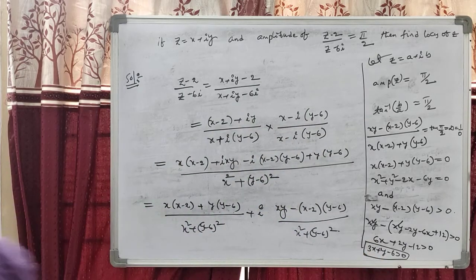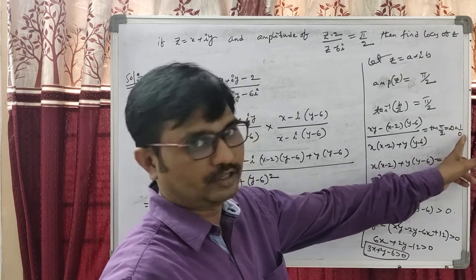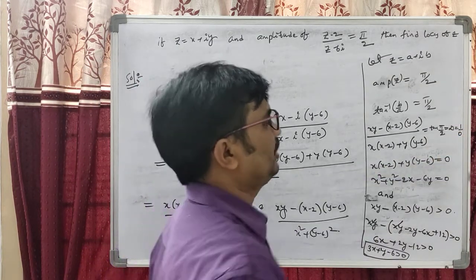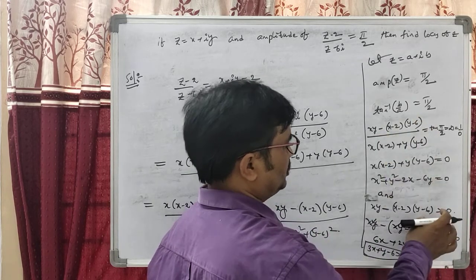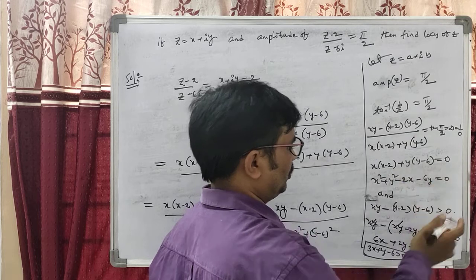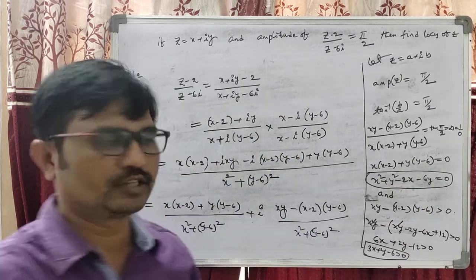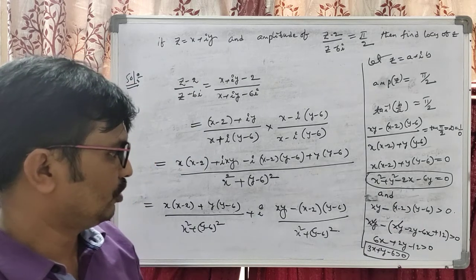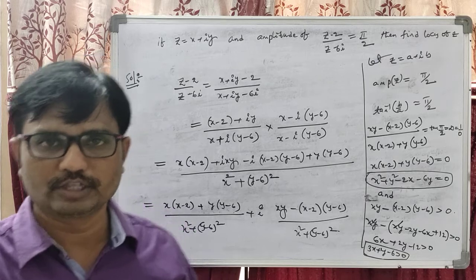3x plus y minus 6 must be, this can be written as 1 by 0, 2 by 0, 3 by 0. So this must be greater than 0, this is equal to 0. So students, this is the solution: x square plus y square minus 2x minus 6y is 0, and 3x plus y minus 6 greater than 0. Okay students?